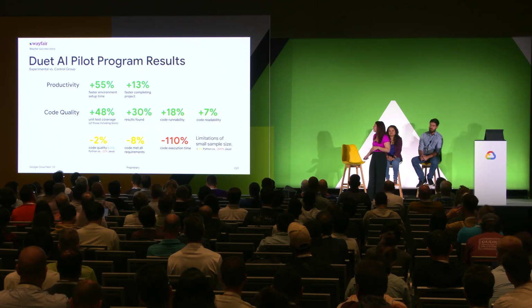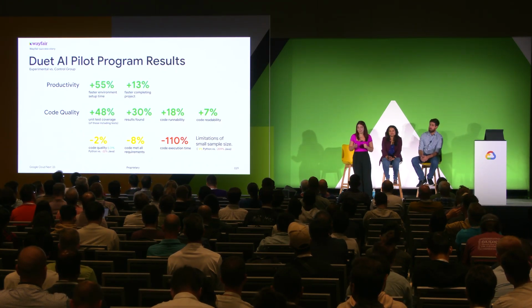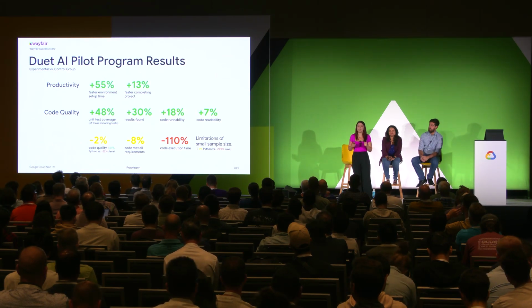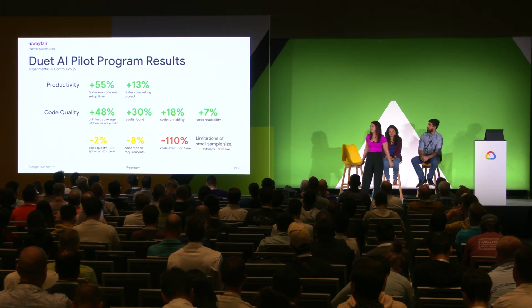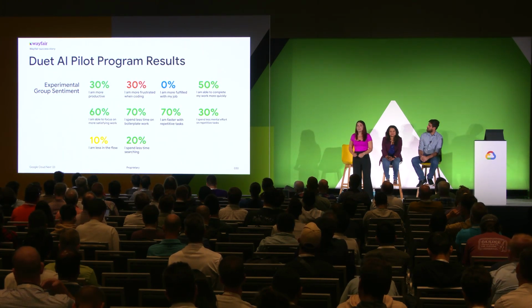So this taught us a pretty valuable lesson for our upcoming CodeGen AI assistant experiments, that we need to get a larger sample size so these outliers can't significantly impact our results like you see here. Next, I'm going to talk about our sentiment results.